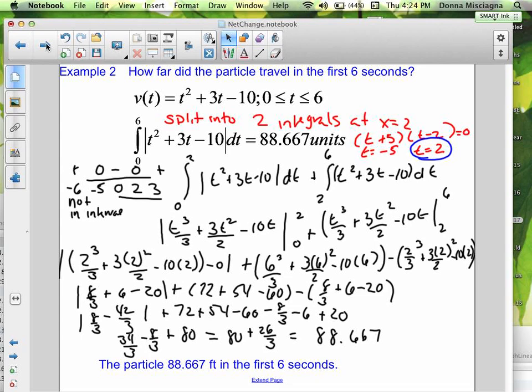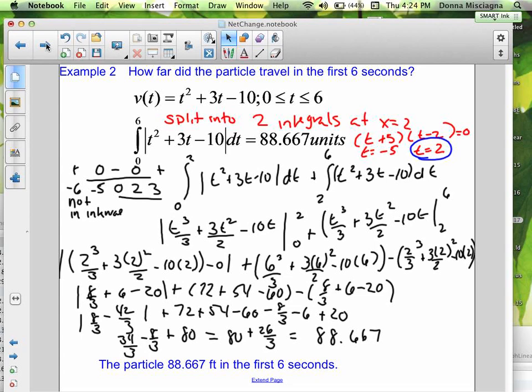All right, and then I do the same thing. I plug in the 6 and I subtract the 2. And this time they're not going to be negative. I'm not going to have a 0. And the answer is not going to be negative. So I have 72 plus 54 minus 60, and all I did was plug in and evaluate. And then minus, and notice it's going to be the same thing because I plugged in a 2 again. 8/3 plus 6 minus 20.